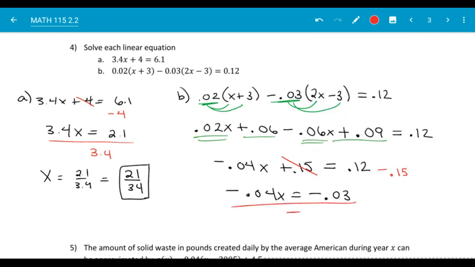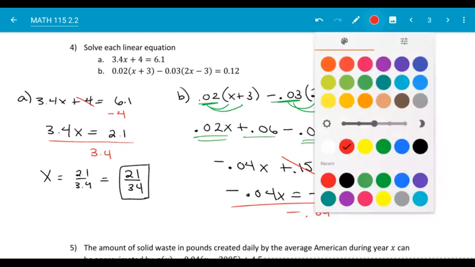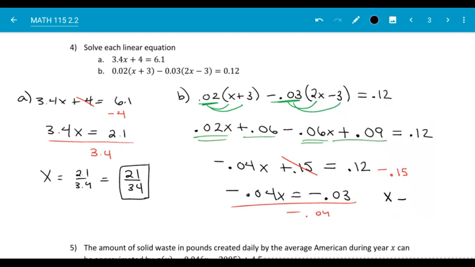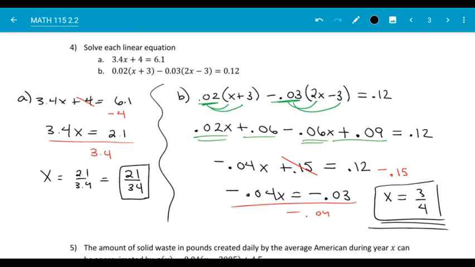Divide both sides by negative 0.04. We're going to have x equals, can we go ahead and do that multiplication as we go? Move the decimal 2 places on both of them. So x equals 3/4 is going to be our final answer. We had 0.03 over 0.04, which is the same as 3/4. Negative on top, negative on the bottom. When you do that, those end up coming back as a positive for your final answer.